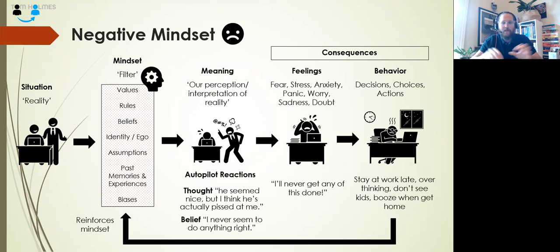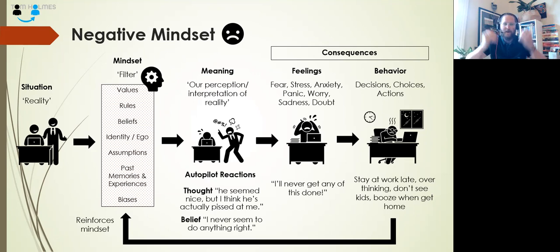So now let's have a look at this flow chart here. So we have this situation, this reality. So this is a neutral event that's happened at work. So all events are neutral. So in this situation, it looks like the boss has come over to the employee's desk, which is a neutral event. And then we have our mindset here, right? So this information has come in. So this employee's mindset is perceiving his reality.